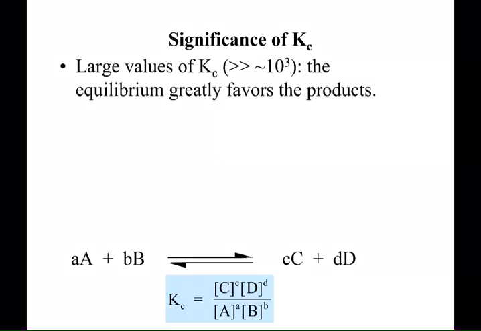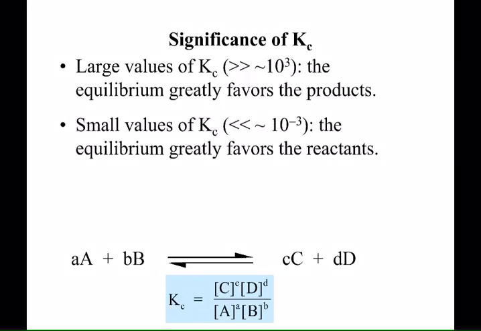So does this make sense? If your Kc is very large, that means your numerator is very large. That means your products are very large. Okay? That means that it favors the formation of products at equilibrium. If your Kc is pretty small, then that means your products are small, but your reactants are big. And that means it favors, at equilibrium, the concentration of your reactants.